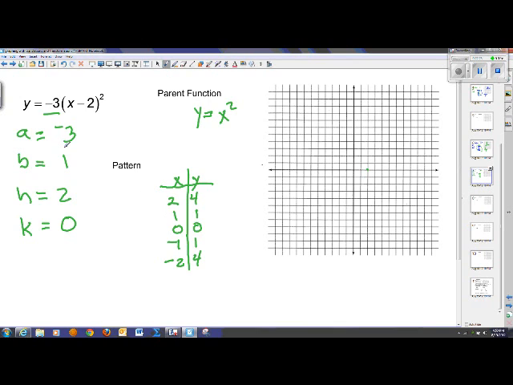Now, this A value, once again, if you went back to the original part of the lecture, we said this was a Y multiplier. In other words, all my Y values on the right-hand side of that T-chart are going to be multiplied by a negative 3. So when I multiply all these by -3, I get -12 for this, -3 for this, I get 0, I get -3, and I get -12.